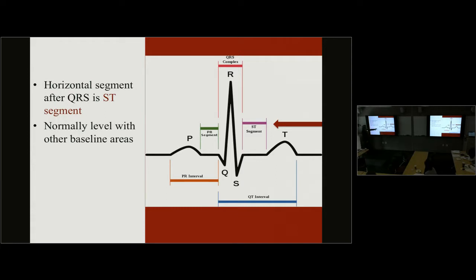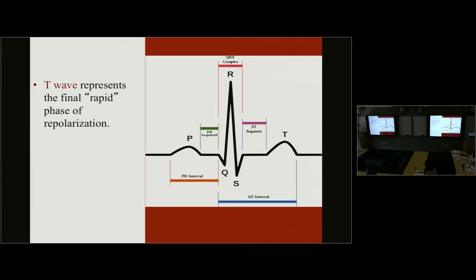And again, let's just review. We have our P wave, our atrial contraction, our QRS, which is with our ventricular contraction, the cells going back to the negative state, and we have these intervals which we're going to go through a little further.